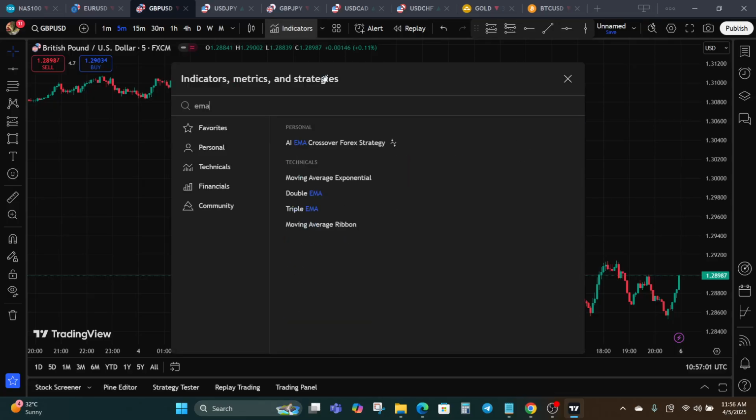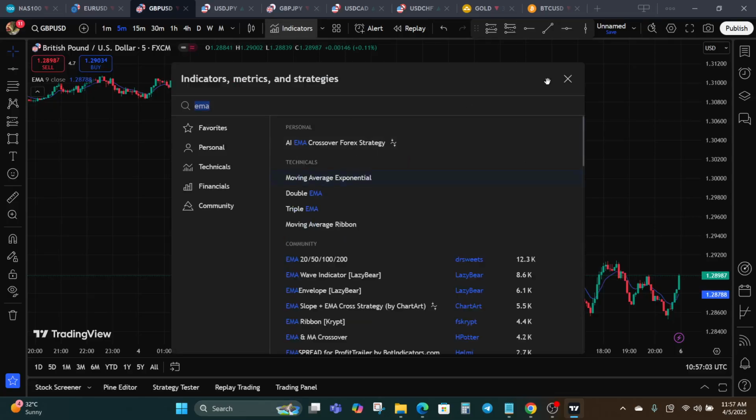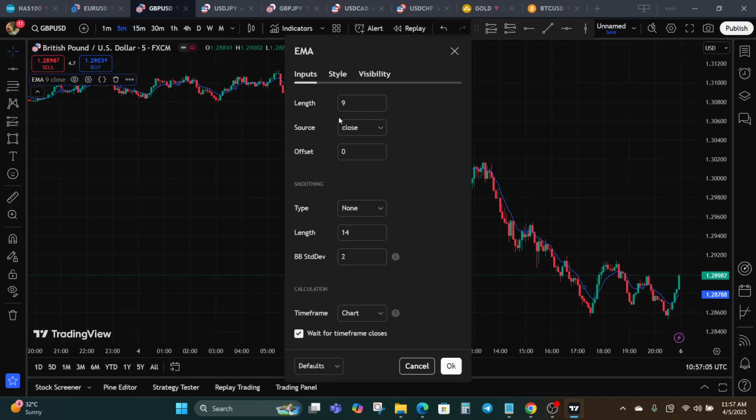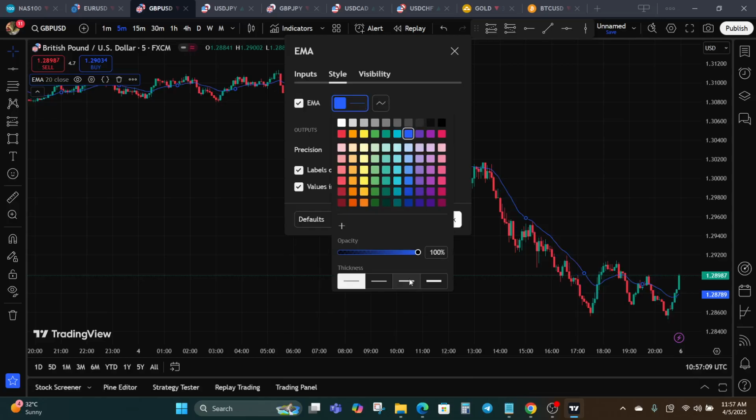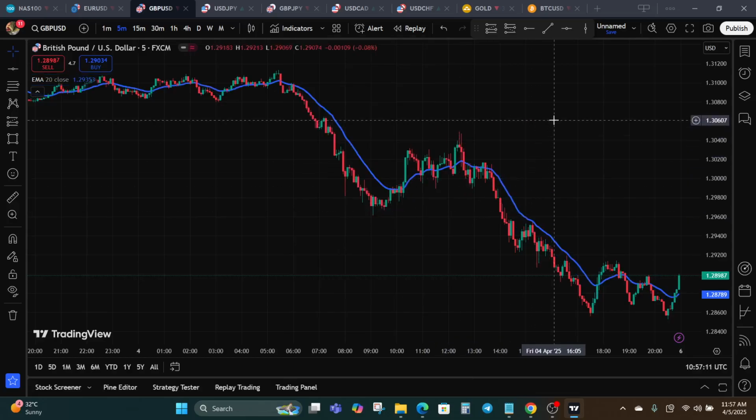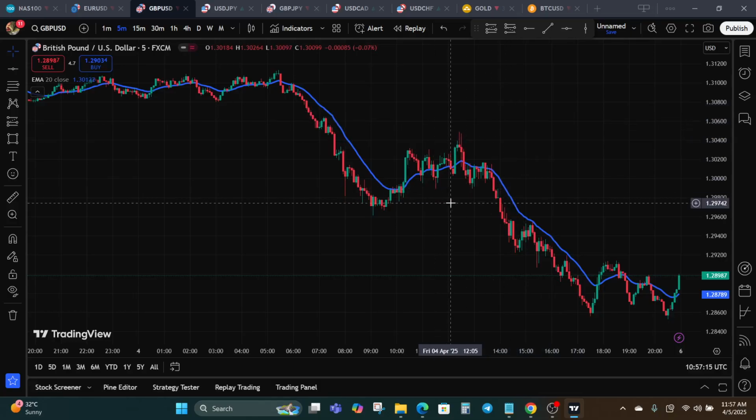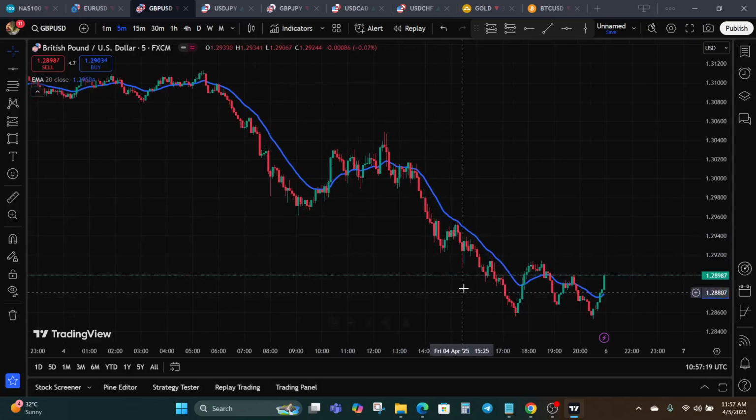Let me add a moving average to the chart first of all. Let's just set this to 20 and increase the thickness of this. Okay, so a moving average is a trend following indicator that smooths out price data to help identify the direction of a trend. The most common types of moving averages are the simple moving average and the exponential moving average.